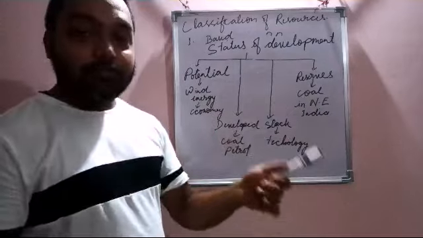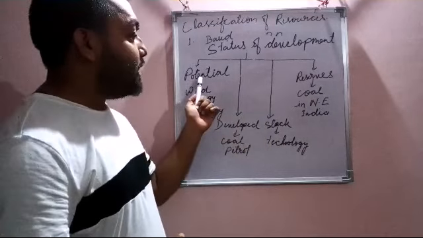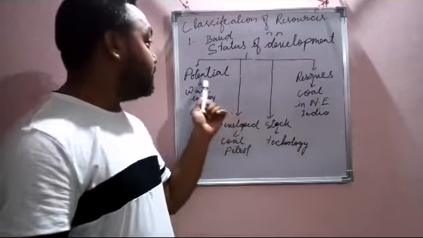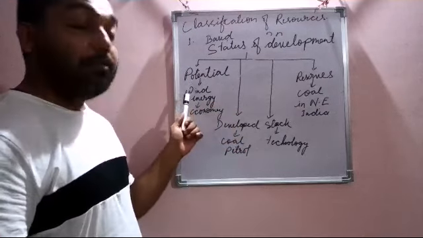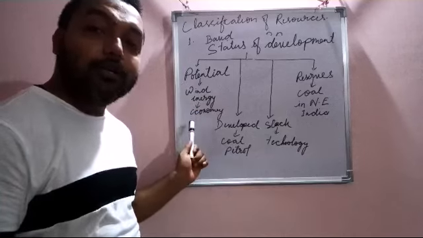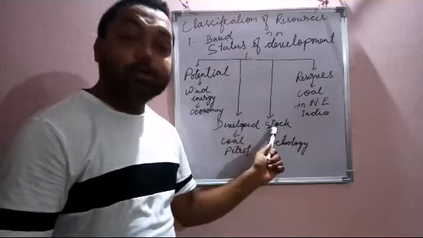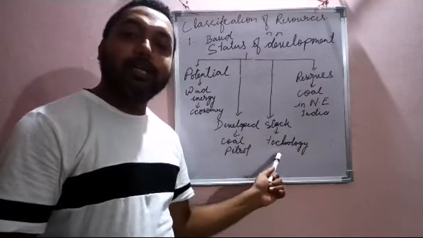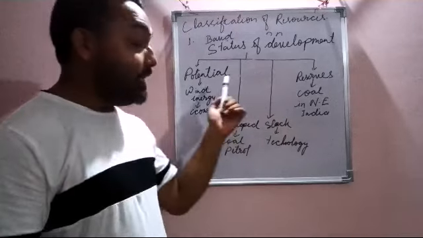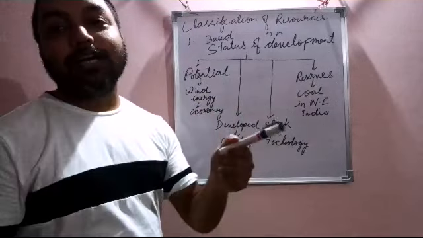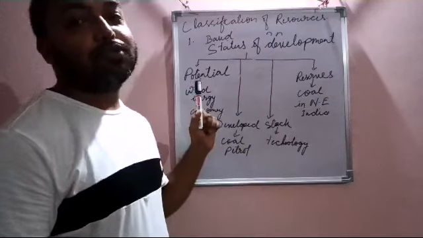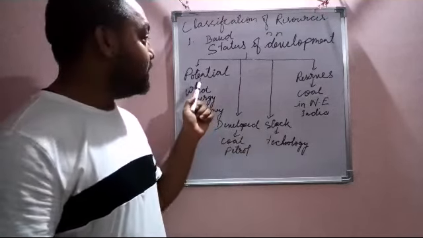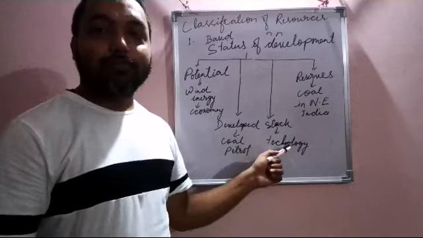Here one more thing I want to say, that there is a difference between this potential resource and stock. For potential resources, it is not used because of lack of economy. Here, for stock, it is not used because of lack of technology. Here technology is simply not there. But for potential resources, technology is there, but that particular country doesn't have the economy to afford that technology to use those resources. This is the difference between potential resource and stock.